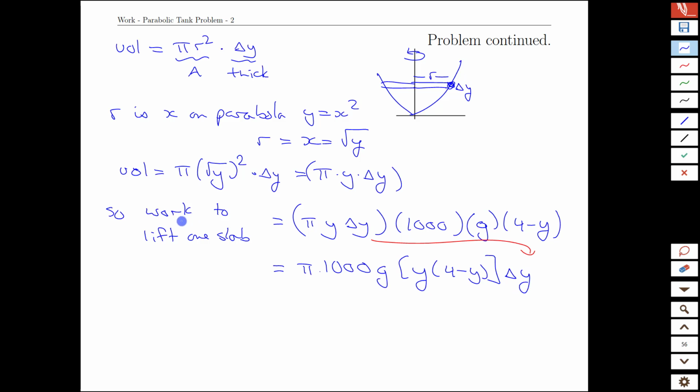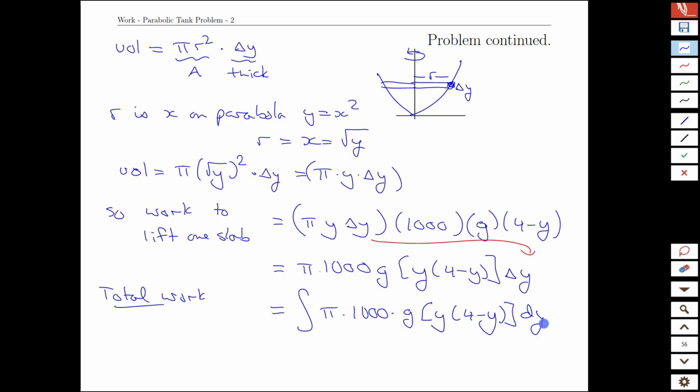The beautiful thing about calculus at this stage, now that we've done this hard analysis, is that the next step to get the total work simply involves taking the work for each slab and adding it up with an integral. So we can literally copy everything down here, g, and our y, 4 minus y, and dy instead of delta y, but that's the only change there.